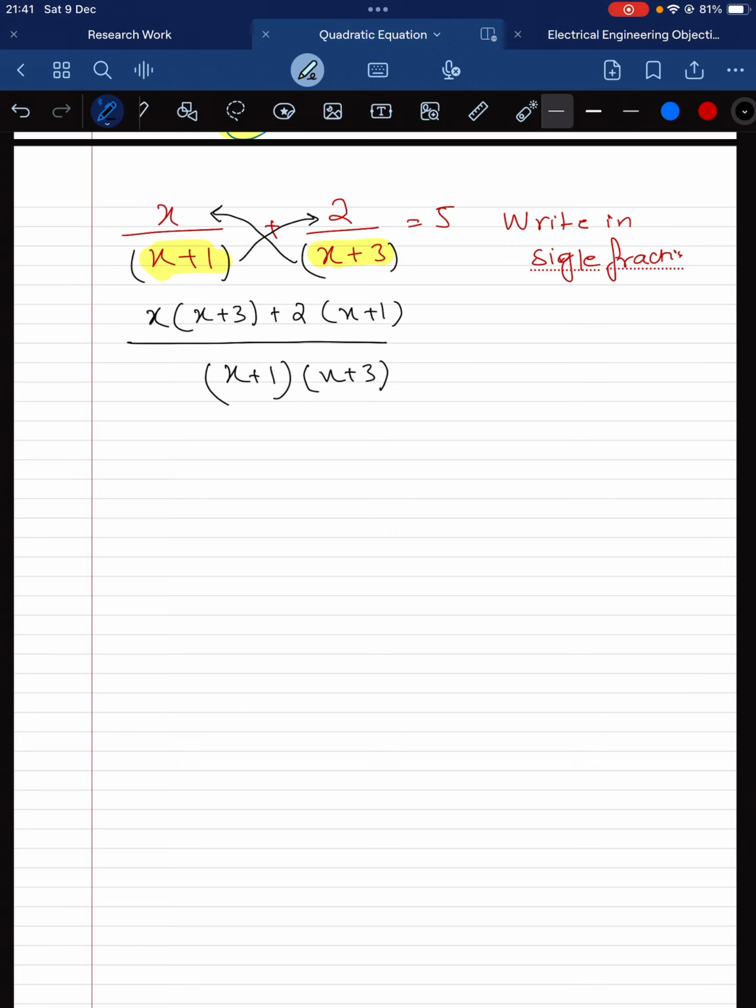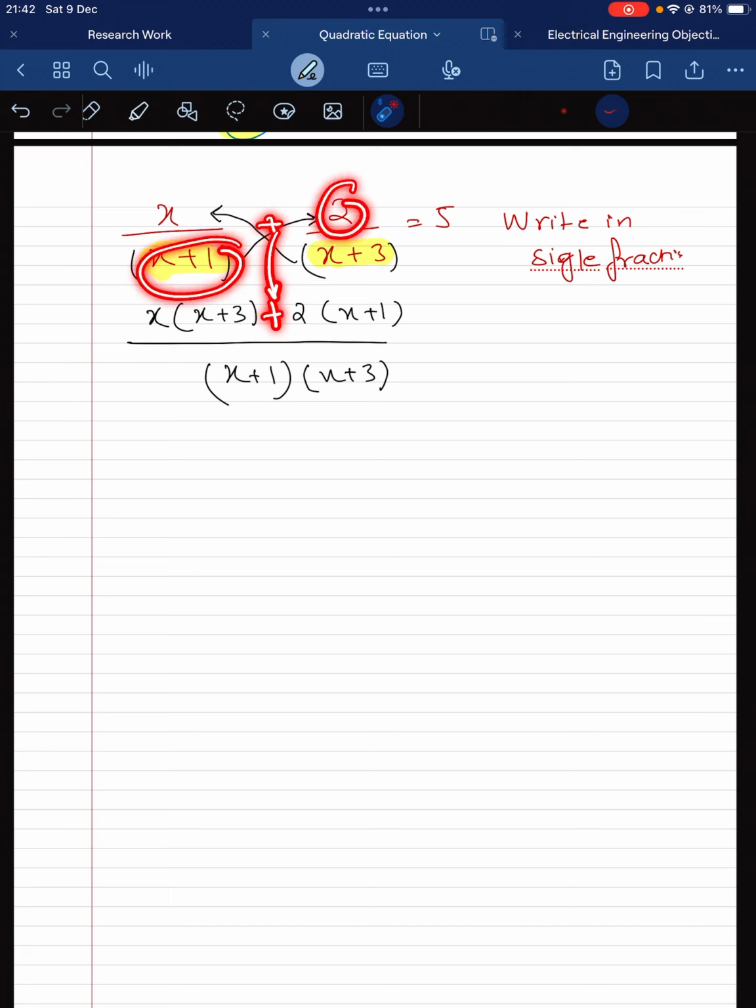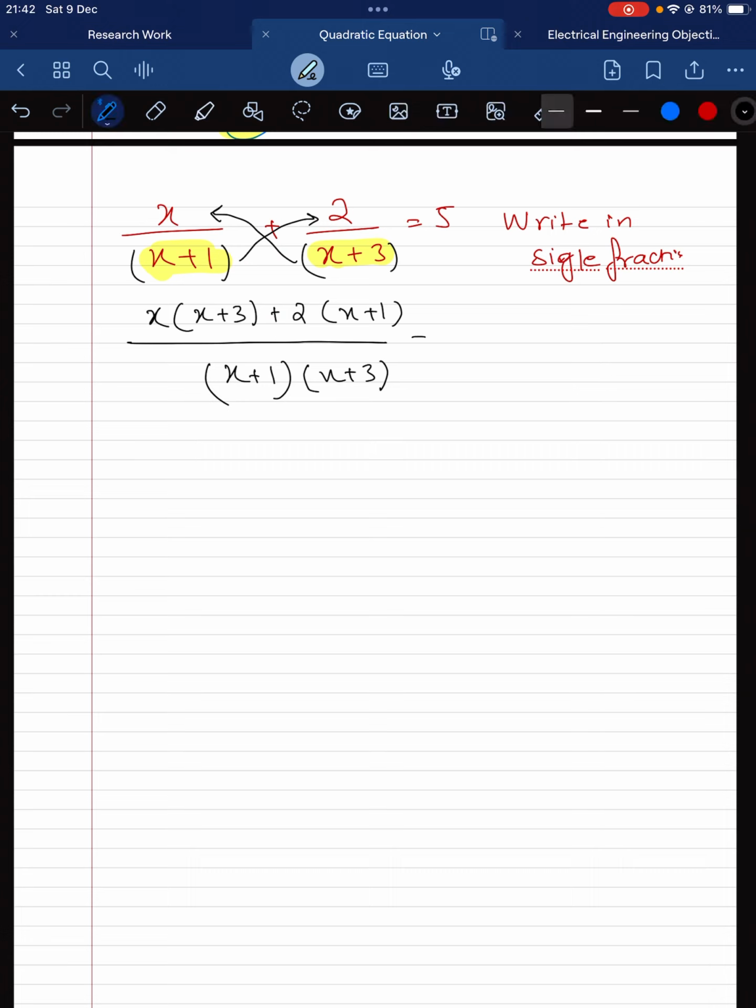You need to notice that after writing the LCM, you will multiply this term with this term. So we'll write x into this term, and then whatever the sign is given, you will put the sign over here, then 2 into this term. You need to write the opposite terms, is equal to 5. Now you just need to multiply x inside the bracket, it will become x square plus 3x plus 2x plus 2 over x plus 1 over x plus 3 is equal to 5.